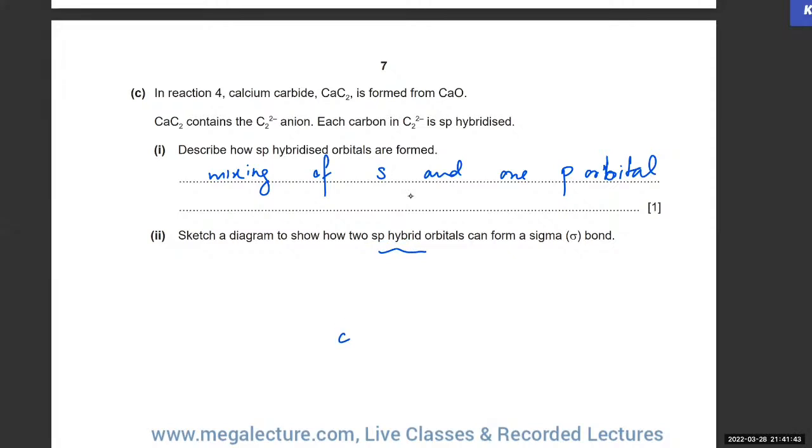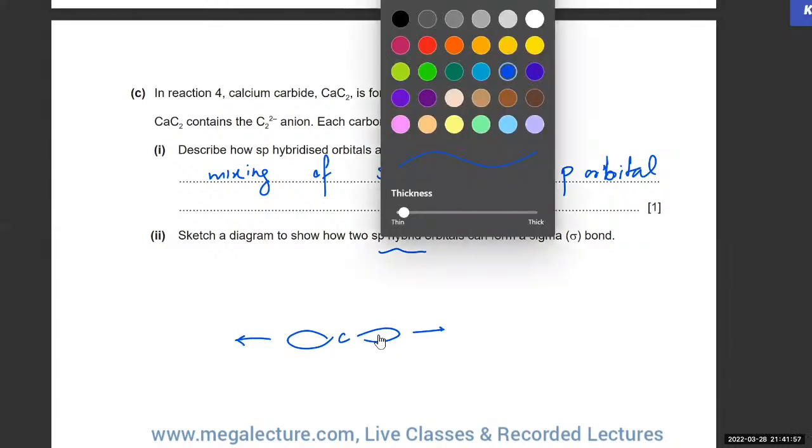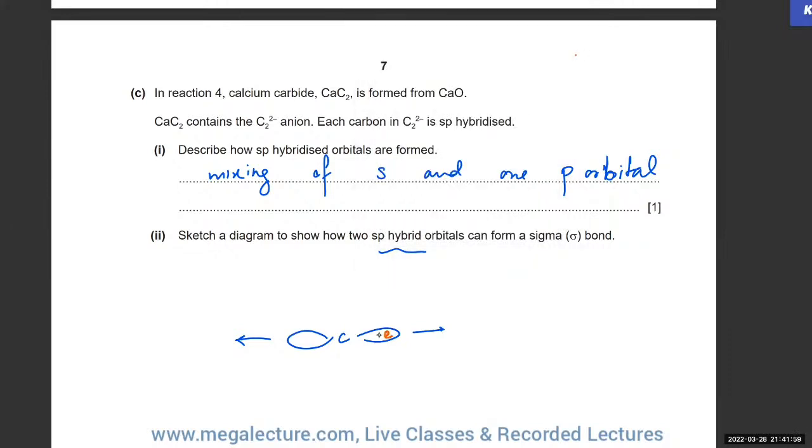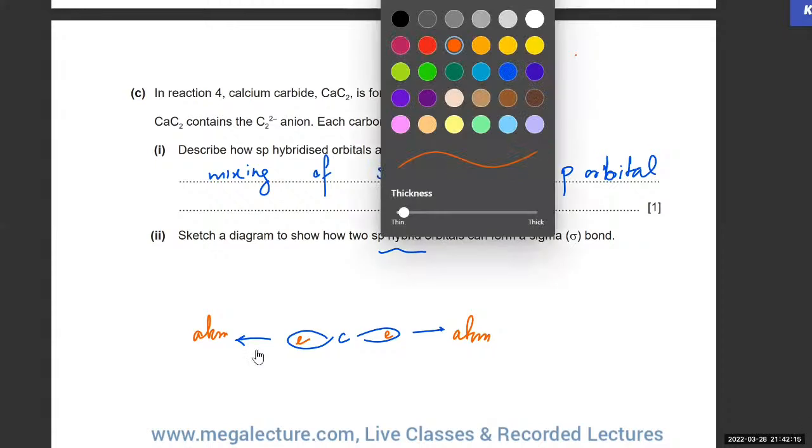What happens is carbon has 4 electrons. But in sp hybridization, carbon is only bonded to 2 atoms. So out of the 4 electrons, 1 electron gets pulled in this direction, 1 electron gets pulled in this direction. There's some atom over here that's pulling that electron, and some atom over here pulling the other. The other 2 remain unchanged.